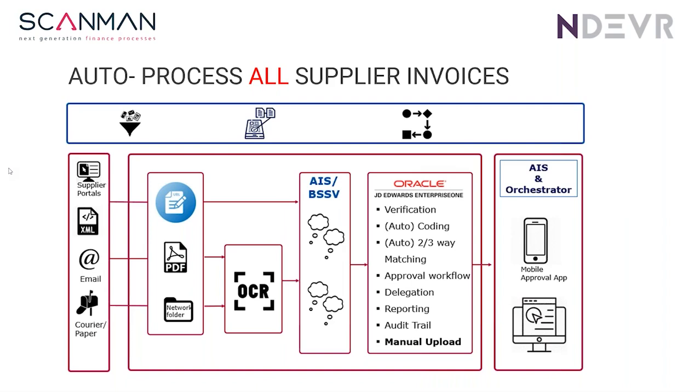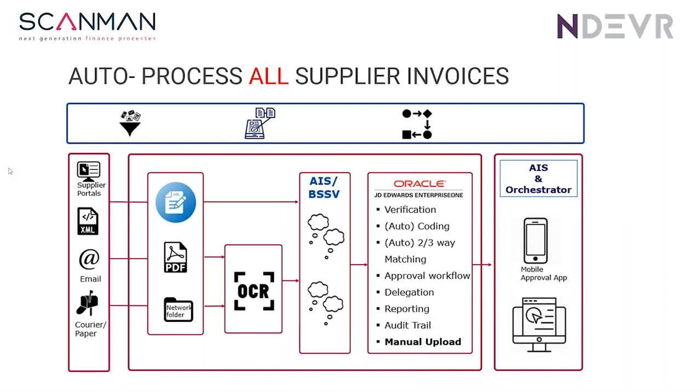In the middle, you see AIS and BSSV, and that's kind of the integration layer between the output on the left-hand side and then the input towards JD Edwards E1, and of course the embedded SCANMAN solution. Depending on your release, we are using AIS server or BSSV for this one.